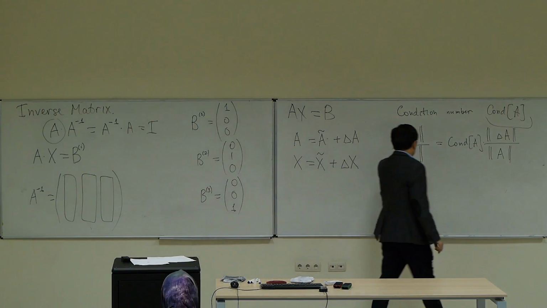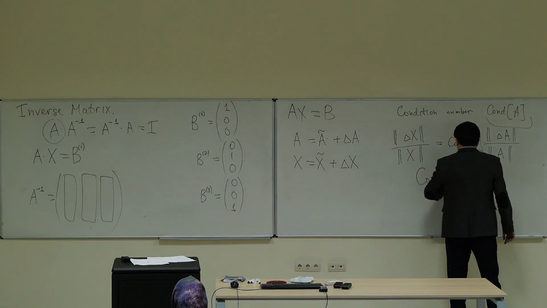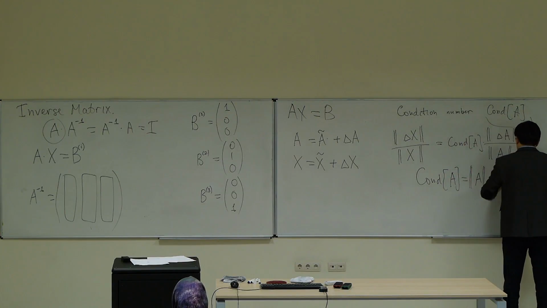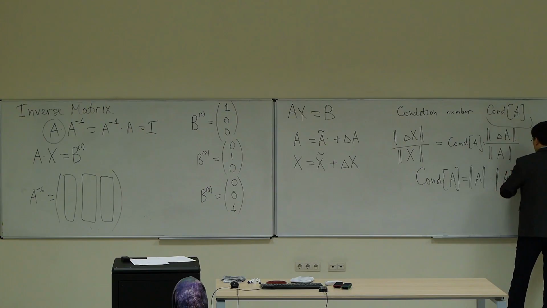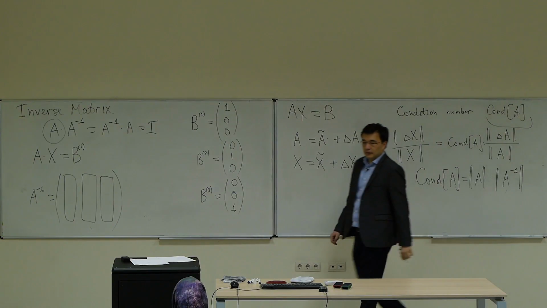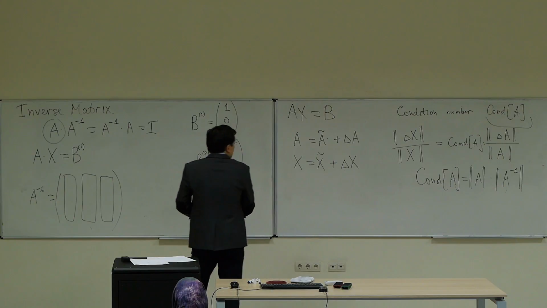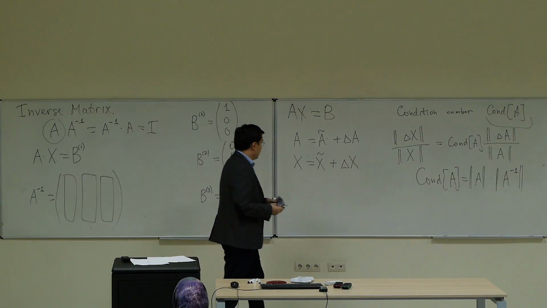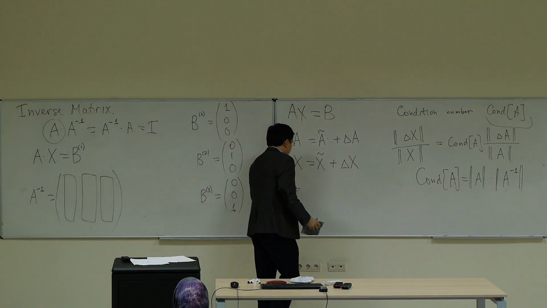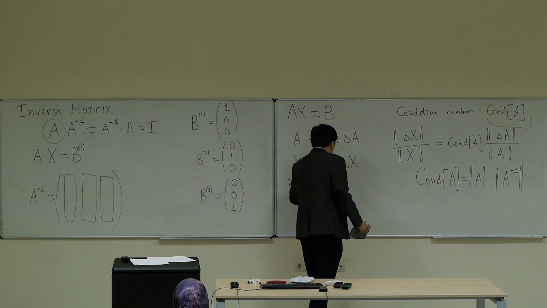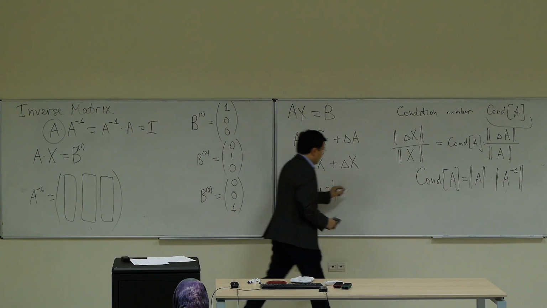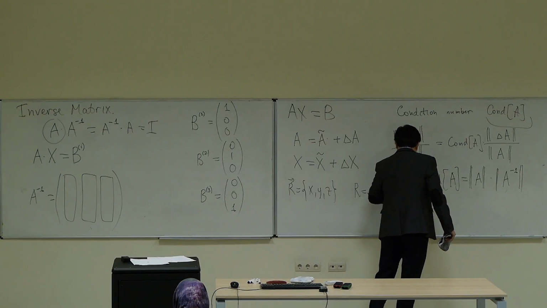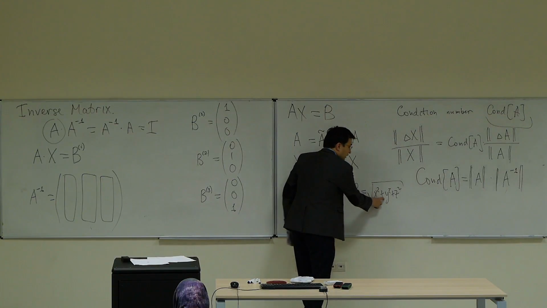Okay, and the condition number is defined like this. The matrix condition number is just the norm of A multiplied by the norm of inverse A. Okay? What is a norm? A norm is like a length. For example, you have a vector, let's say a 3D vector, x, y, z. You can introduce a magnitude of that vector. The magnitude of that vector is just x squared plus y squared plus z squared. So this is a norm of that vector.